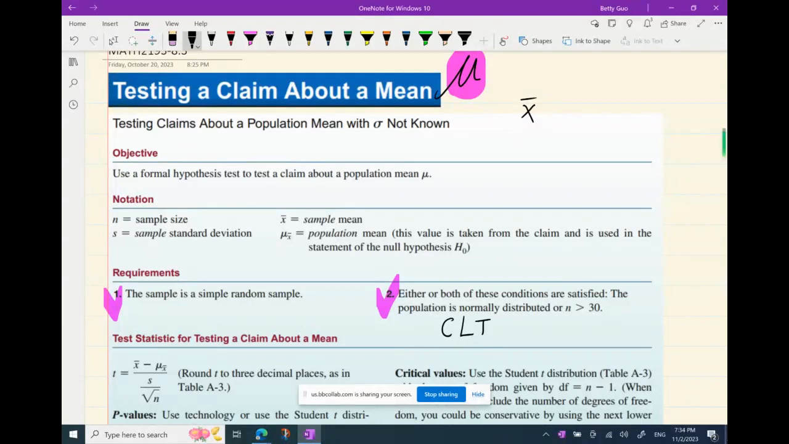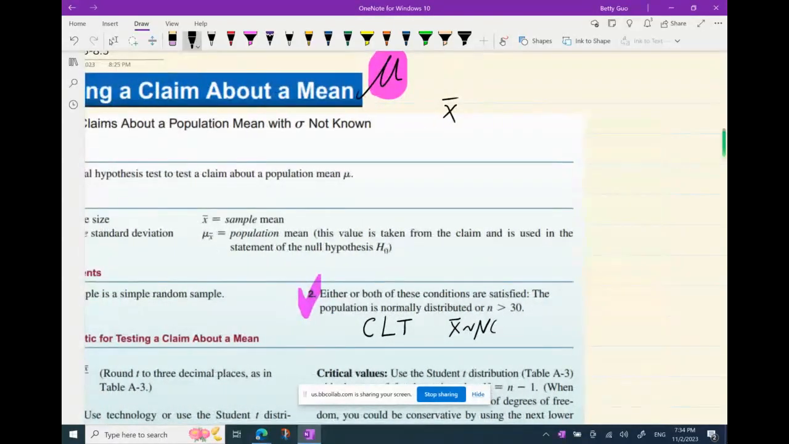Central limit theorem says X bar, the sample mean, as a variable is normally distributed with mean mu, same as the population mean, and the standard deviation is the population standard deviation divided by root n. You might remember that. So when the second condition is met, that means the central limit theorem applies.